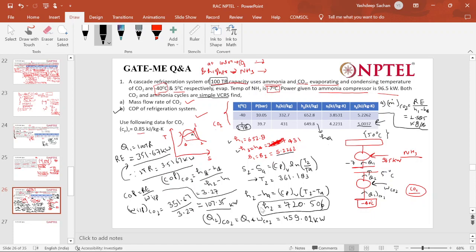So now coming to the second part. The heat rejection from the first refrigerator of CO2 would be the evaporator refrigerating effect for the NH3 ammonia. Is it clear to everyone? This is the most important thing for the cascading refrigeration system. This one only keep in mind. So now you know the refrigeration effect for this system. Work input you know. Here in the second part you have to find the COP of the whole refrigeration system.